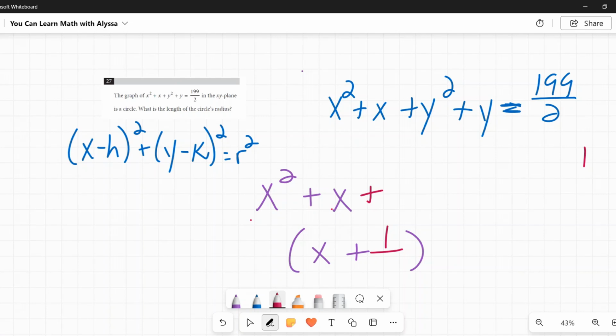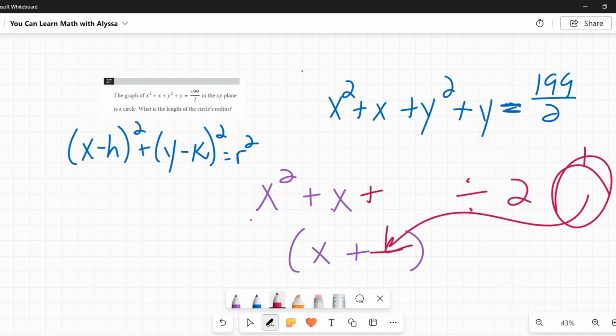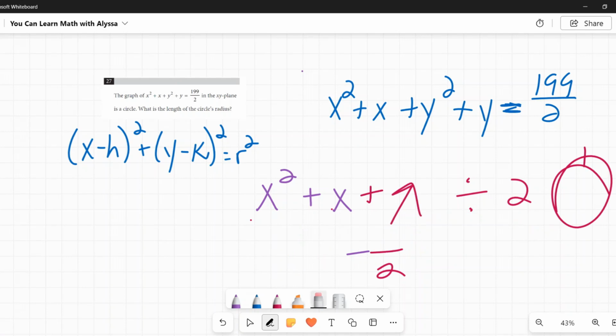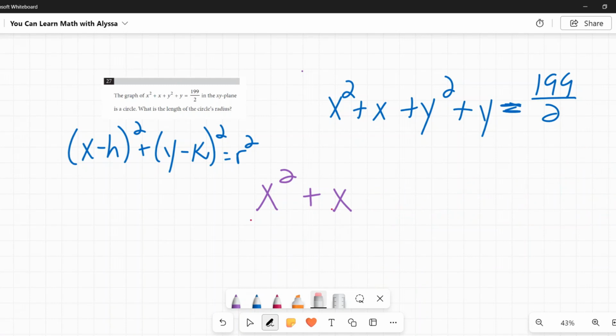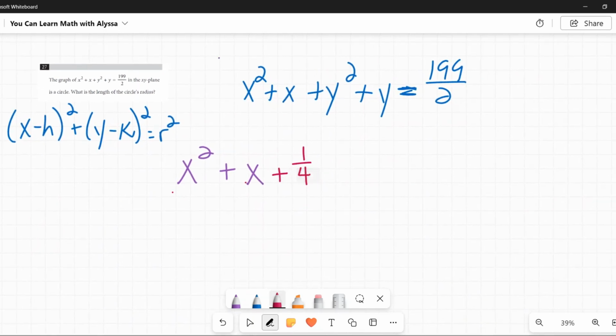So the process you're going to need to know for this is, again, you take that number that's there, invisible 1 in this case, you divide it by 2. Whatever number you get for dividing by 2 goes here. And then you square it to get the number there. Again, if it doesn't make sense why, please watch the video that's down below. All right, so I'm adding 1/4. All right, I'm going to keep going.